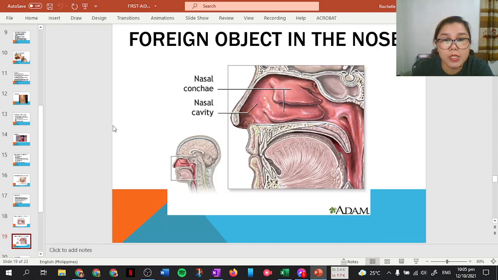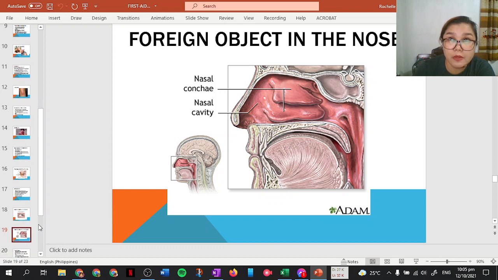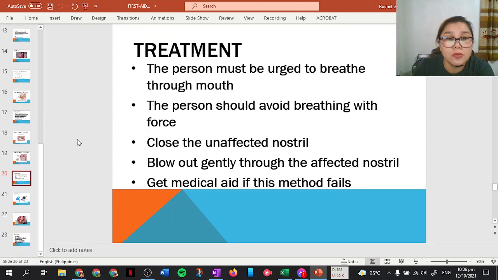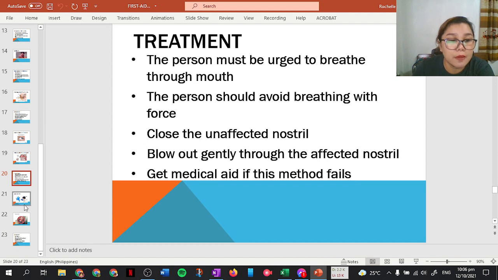Next, foreign object in the nose. So, meron din ganito mga nangyayari, sinusubukan isiksik kung saan, sa ilong, sa tenga. So, what should be done is you need to see a doctor. So, kagaya nung napanggit kong medical specialist, EENT, so yan ang sa kanilang specialization. So, you need to see the doctor again.